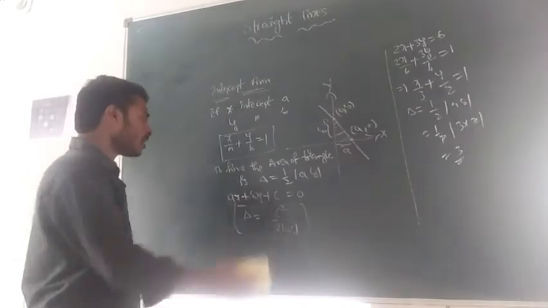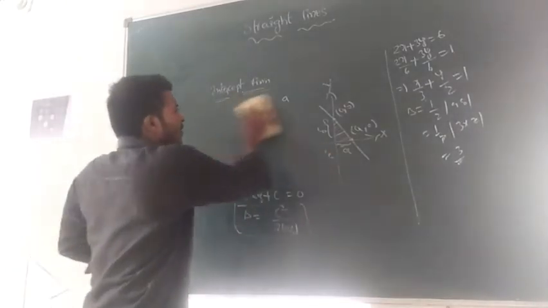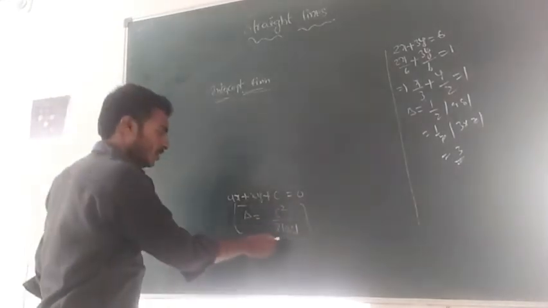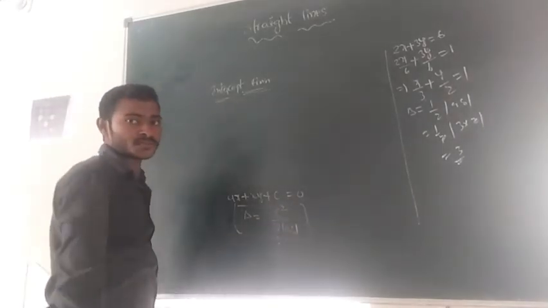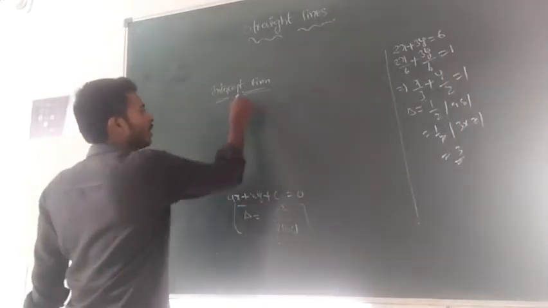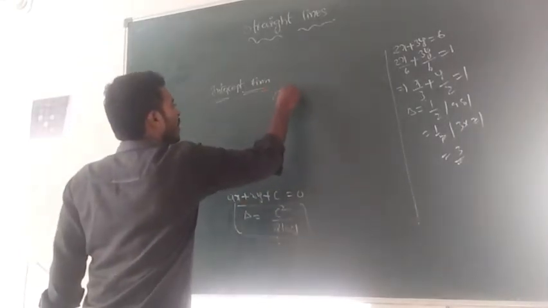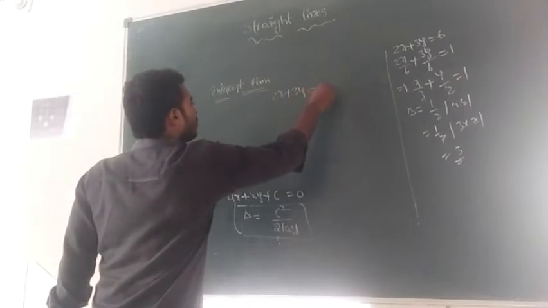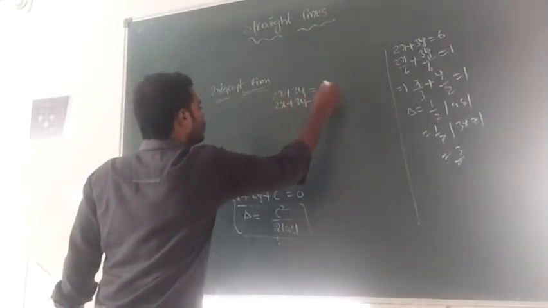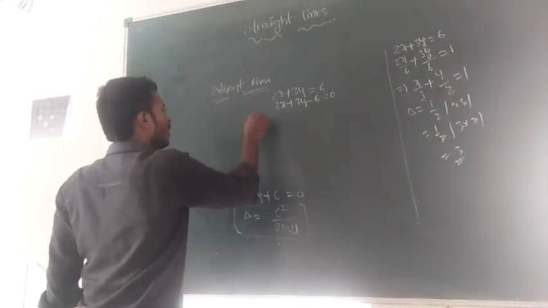Similarly, without converting to intercept form, we have the formula c square by 2 into mod AB. So the given straight line is 2x plus 3y is equal to 6, that is 2x plus 3y minus 6 equal to 0. Find the area of the triangle.